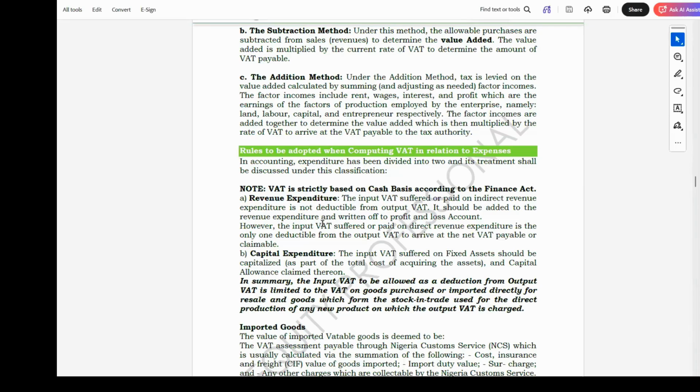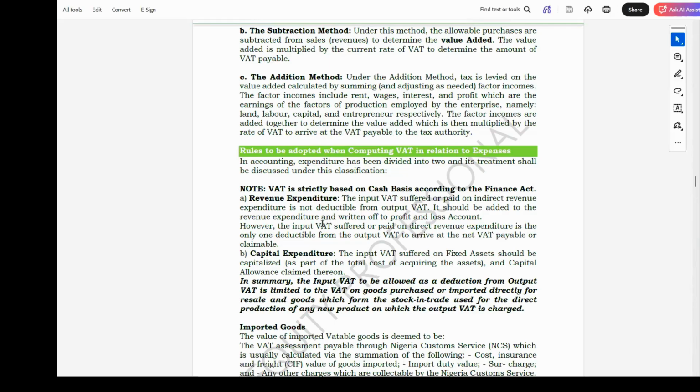That makes it what? Direct revenue expenditure, because they are going to be buying drinks on a normal basis, because that is what they sell. So any VAT they suffered on those direct revenue expenditures on drink and food items will form part of what? Input VAT.